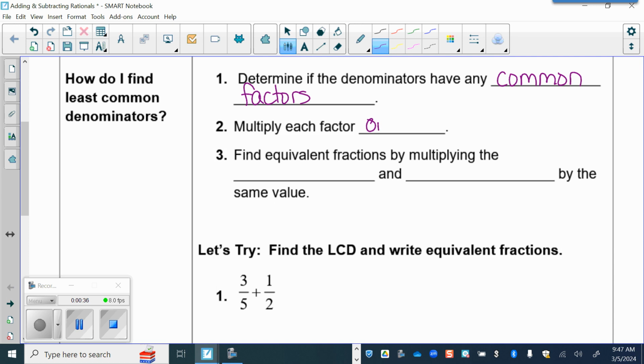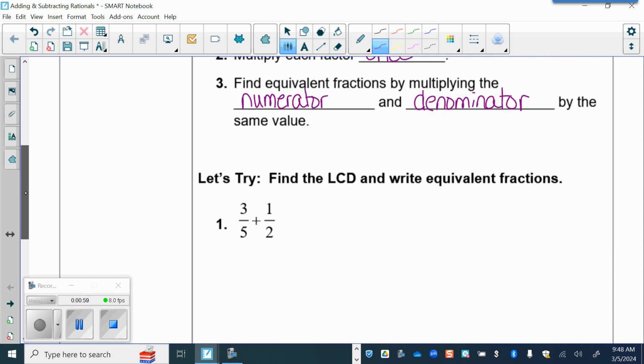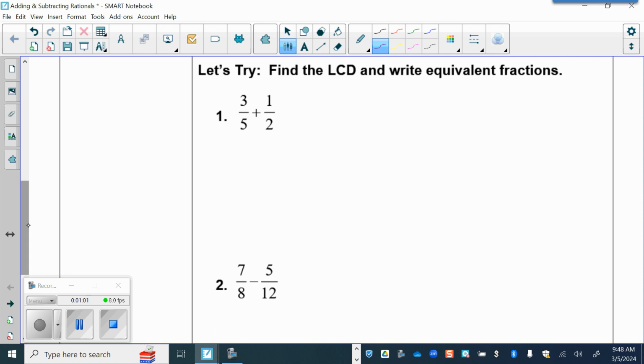We're going to want to multiply each factor once and only once, and then find our equivalent fractions by multiplying our numerator and our denominator by the same value. So here we're not actually adding these fractions together. We're only finding the least common denominator and writing equivalent fractions.